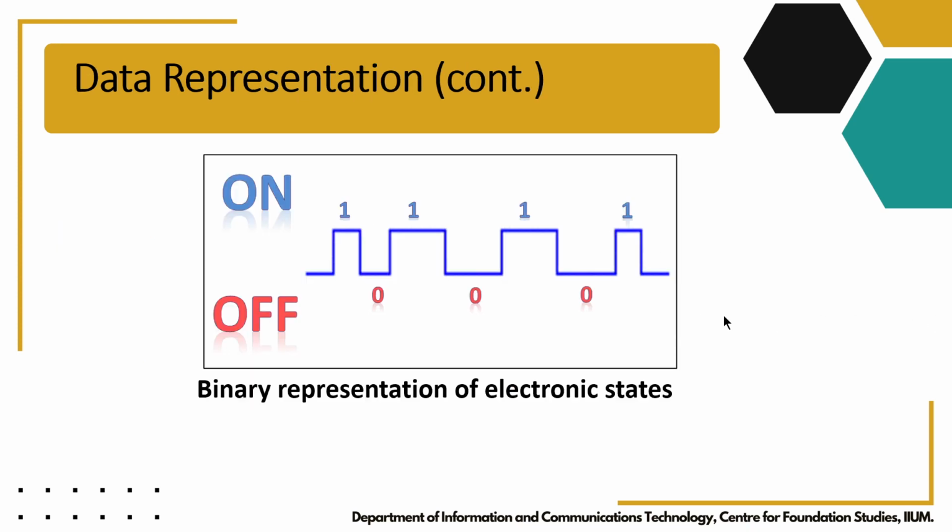Okay, the next slide. A bit, which can be either a 0 or a 1, serves as the fundamental unit in digitally representing data. This terminology related to bits and bytes is extensively used to describe storage capacity and network access speed.